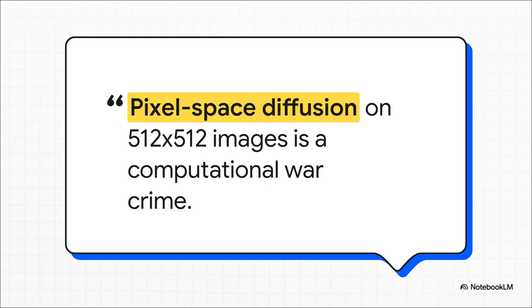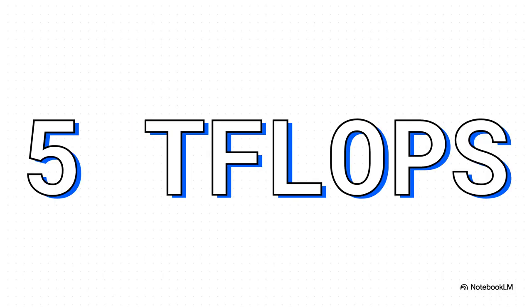Okay, let's dive right into this with a pretty dramatic quote directly from our source material. It says, "Pixel space diffusion on 512 by 512 images is a computational war crime." And honestly, they aren't kidding. Trying to do this the old school way might literally melt your graphics card or bankrupt you in server costs. It perfectly sets up this massive, seemingly insurmountable compute problem that early AI pioneers faced when trying to generate high-res images from scratch.